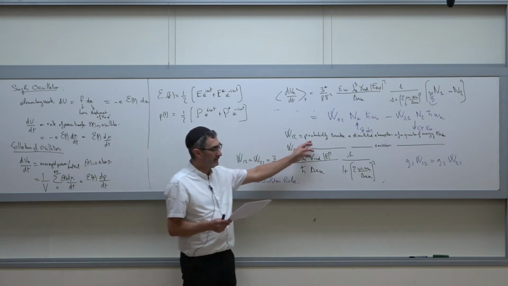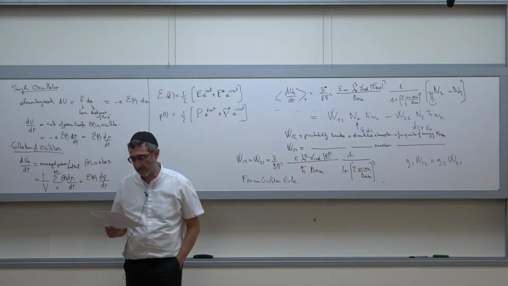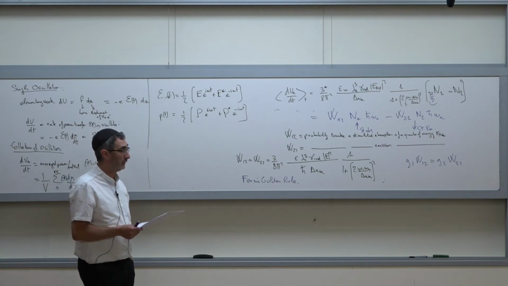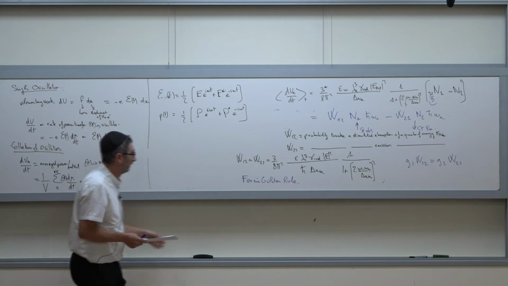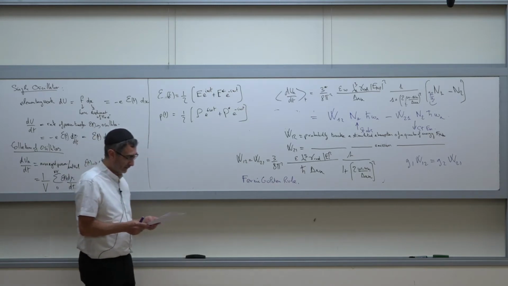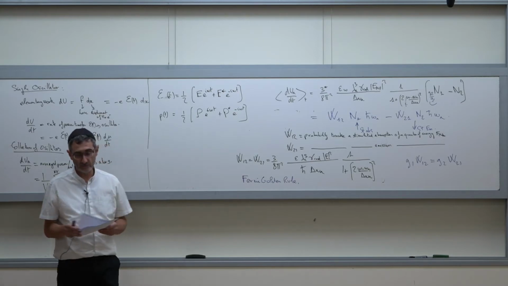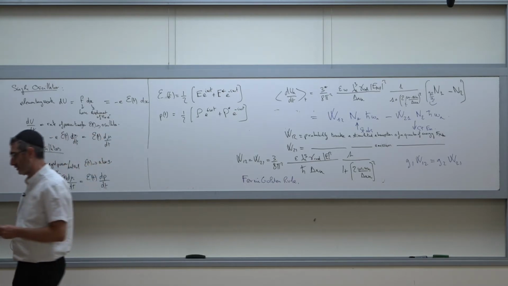When I say probability here, it's always a probability per unit time and per atom. And that's it. Now we can really start to write the rate equation.